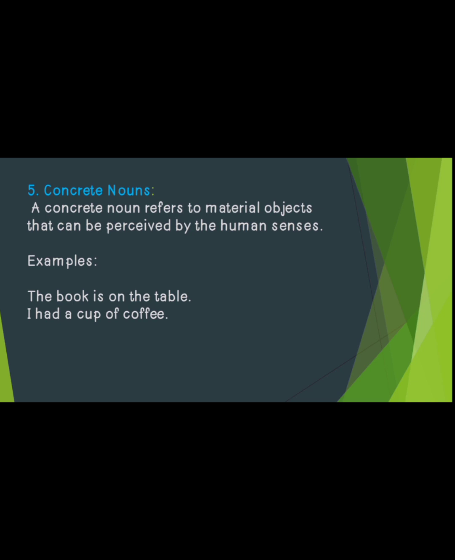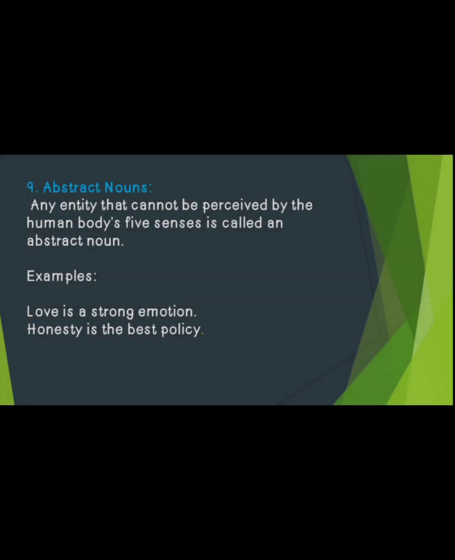But now, when we get to the abstract nouns, they cannot be perceived by the human senses. For example, you cannot touch them, you cannot hear them, you cannot feel them. Yes? For example, love. Love is just felt. You cannot touch it. I cannot hear love. Honesty, you can just observe it and see it in a person. So abstract nouns are those ones that cannot be perceived by the human senses.